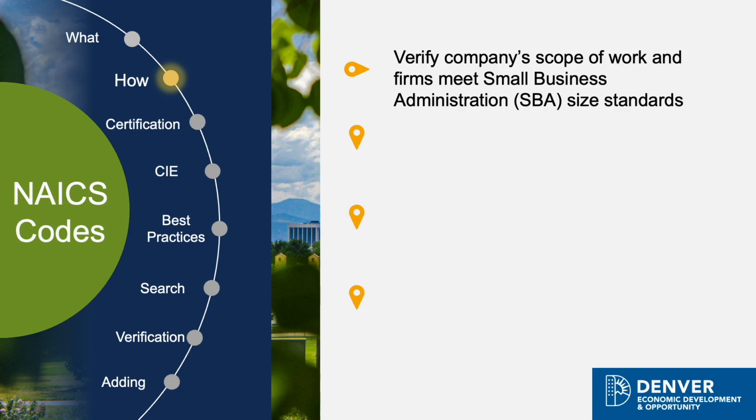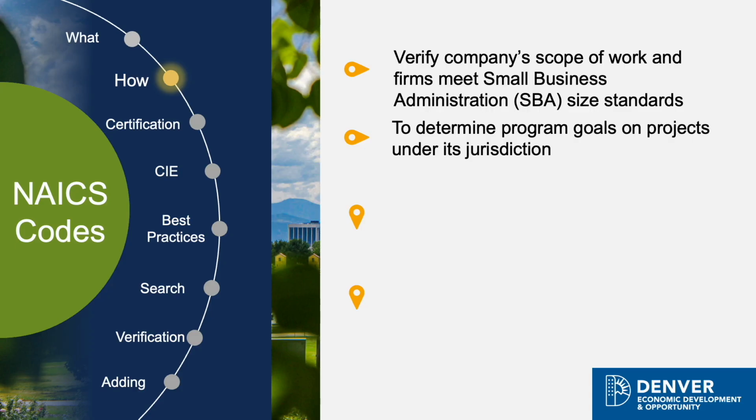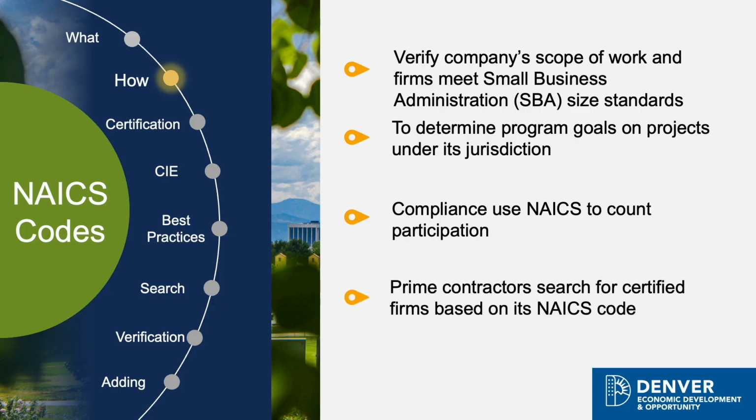DISBO uses NAICS codes to clearly define a certified firm's primary business activity and to determine whether your company qualifies as a small business. These codes help establish participation goals and allow us to monitor progress on projects. Additionally, prime contractors rely on NAICS codes to identify certified subcontractors, making it easier for them to connect with a diverse range of businesses.